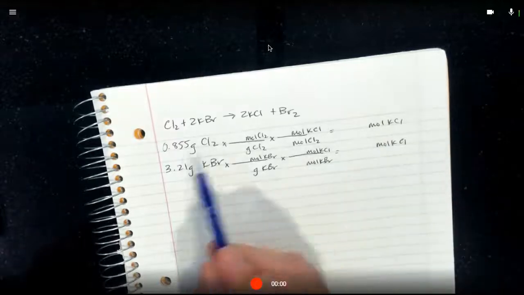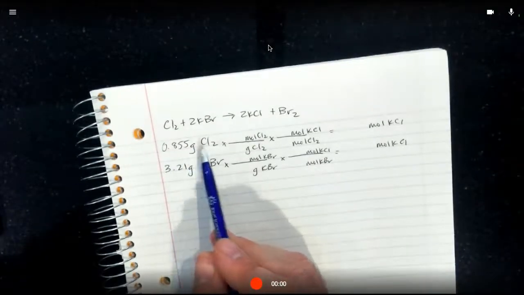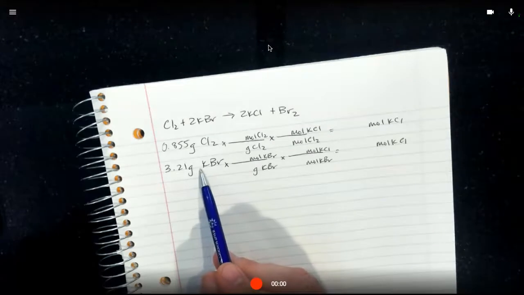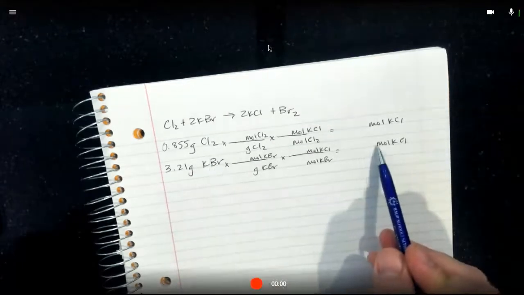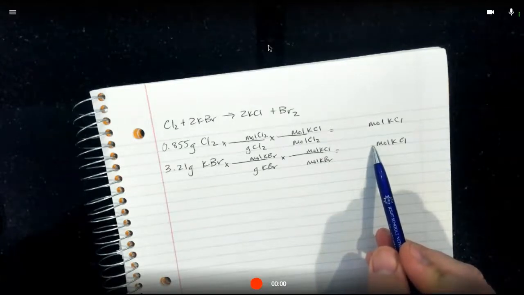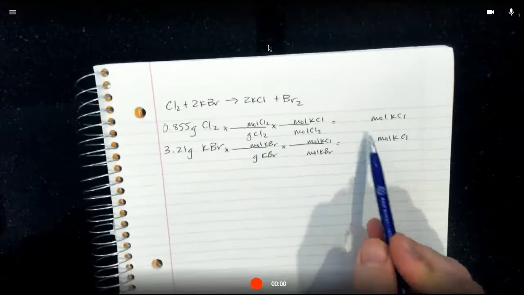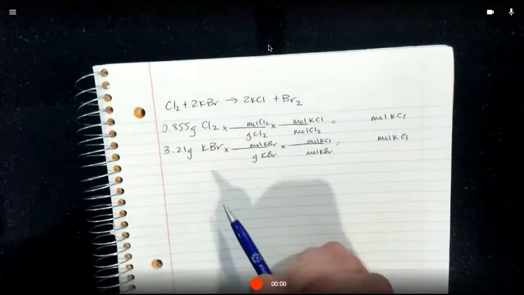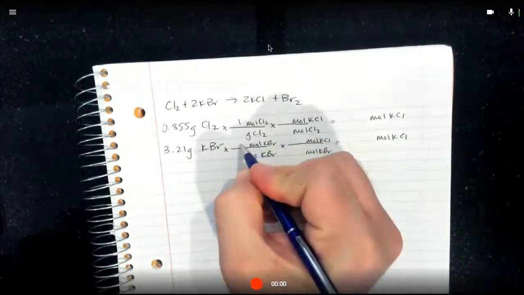So we're going to be assuming that if 100% of this chlorine gas reacts, what's the maximum amount of potassium chloride that could be produced? Then we'll do the same thing. If we have this amount of potassium bromide, what's the maximum amount of potassium chloride that could be produced? So we'll get two values for potassium chloride here, and whichever value is smaller is going to indicate our limiting reactant. So we go in and fill in our values here.